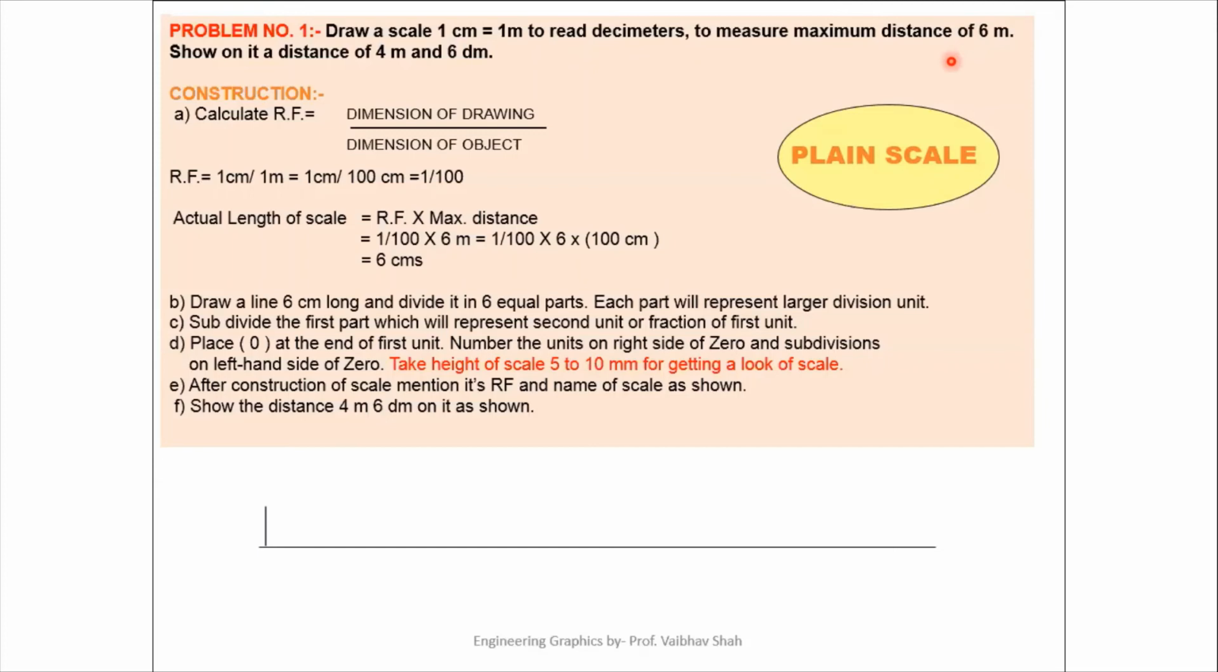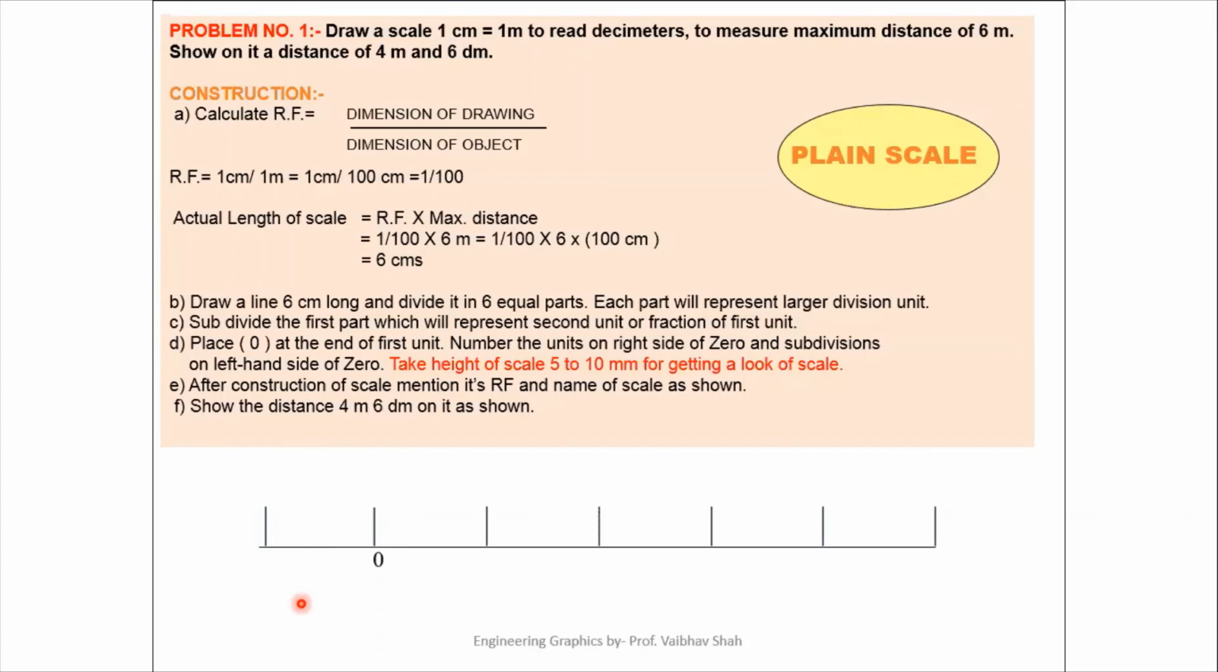So we will always divide this line based on the maximum distance. Here the maximum distance is 6. That's why we will be dividing this line into 6 equal parts. You have to compulsorily divide this line into 6 equal parts. Let us divide this line into 6 equal parts. So I have divided this line into 6 equal parts.